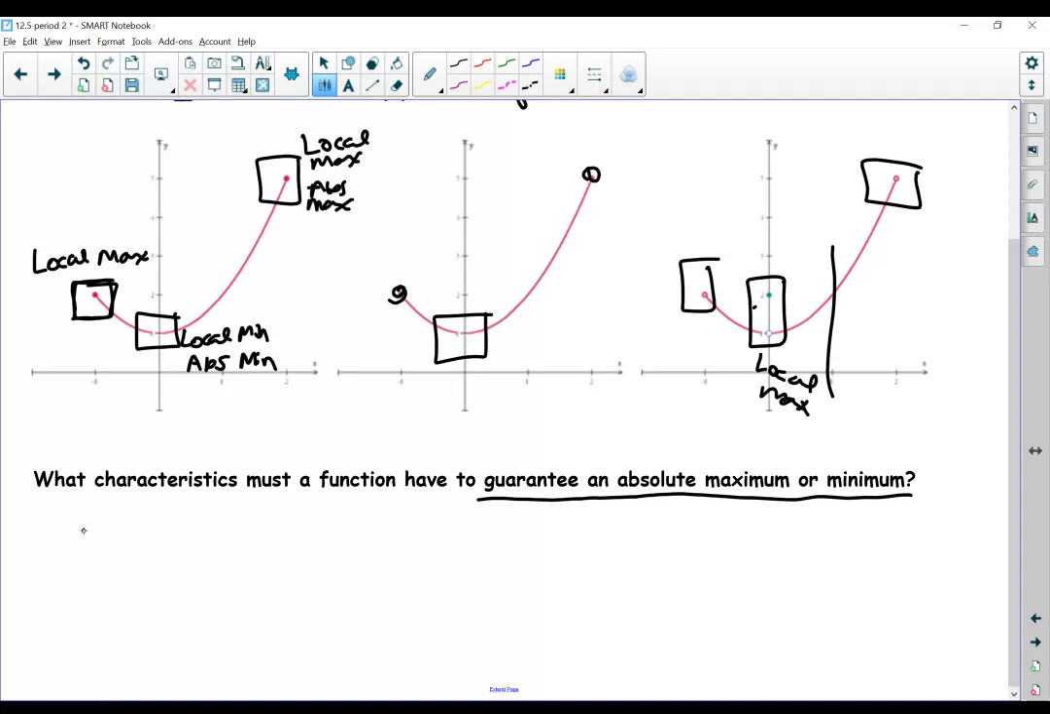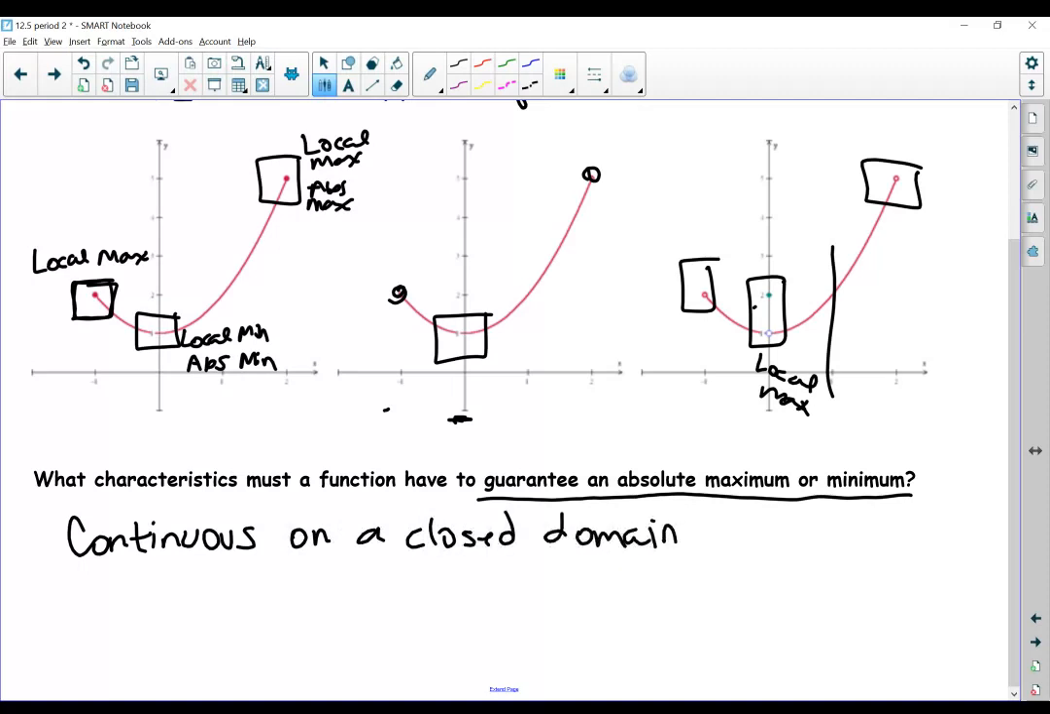Now, if you said continuous, you are partly right. If a function is continuous, then we think we should be guaranteed to have an absolute max or min, but this graph is continuous on its domain, and it did not have an absolute max and a min. It had an absolute min, but not an absolute max. So it has to be continuous on a closed domain.